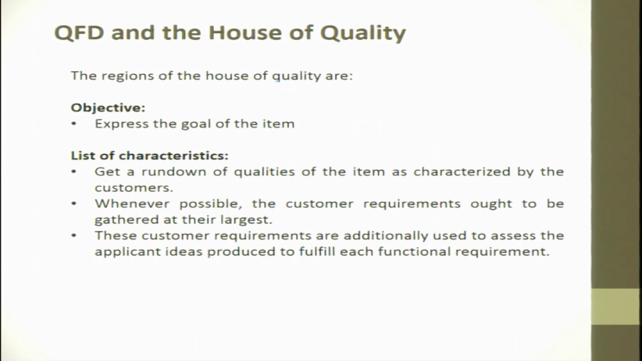The regions of the house of quality are objective, which expresses the goal of the item, then the list of characteristics, a rundown of qualities of the item as characterized by the customer. It should be soft, it should be hot, it should be sweet, it should be spicy, whatever it is, please note it all down. Whenever possible, the customer requirement ought to be gathered at its largest. So please don't collect from just two people.